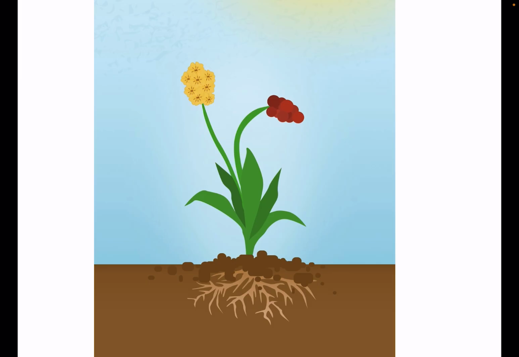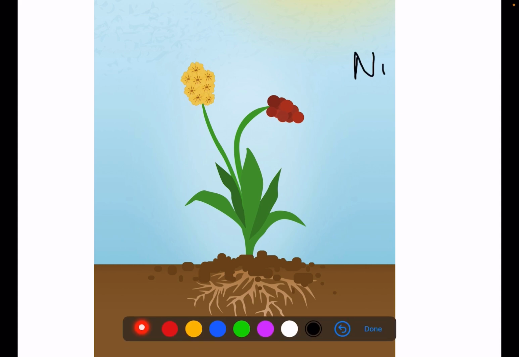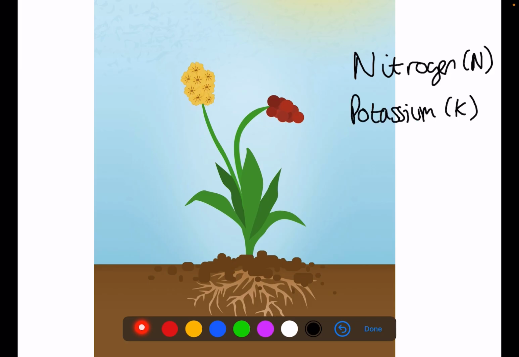Fertilisers contain key elements which allow plants to grow healthily. The key elements that plants require from fertilisers are nitrogen, with the symbol N, potassium, with the symbol K, and phosphorus, with the symbol P.